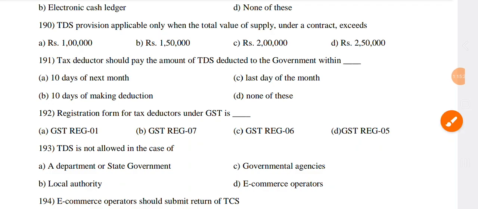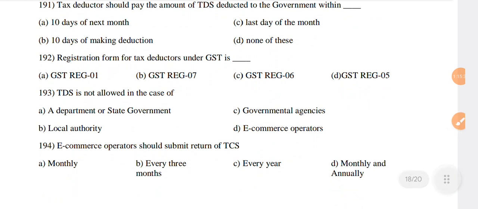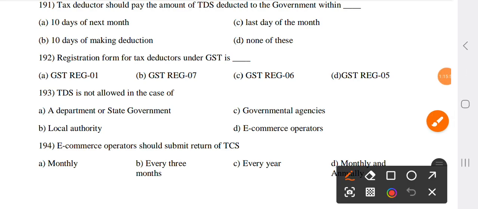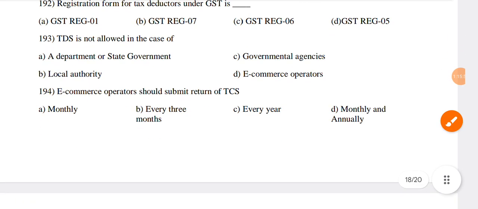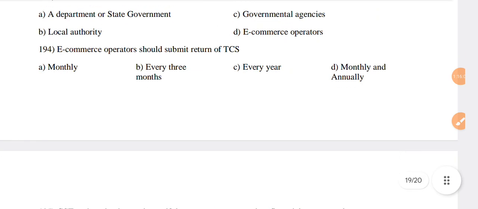Next question, registration form for tax deductors under GST is dash. Option A, GST REG 01; B, GST REG 07; C, GST REG 06; and D, GST REG 05. The correct option is B. Next question, TDS is not allowed in the case of option A, department or state government; B, local authority; C, governmental agency; and D, e-commerce operator. The correct option is D.